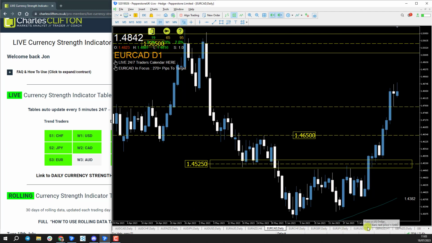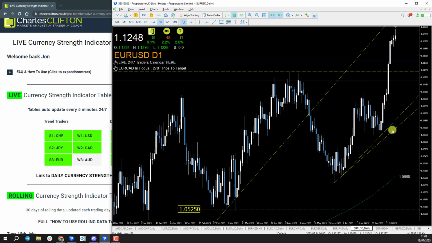And that kind of flows us nicely into euro dollar as well. Euro dollar actually performing very well recently. We're trading through key significant levels.